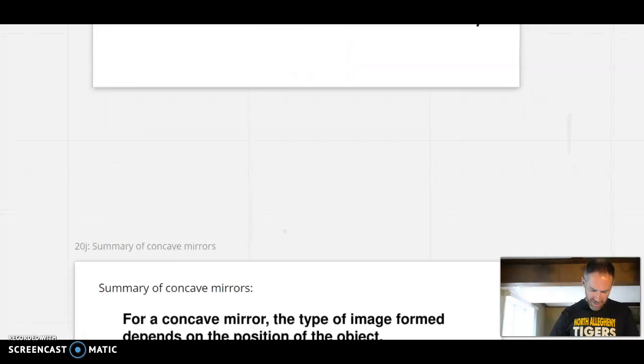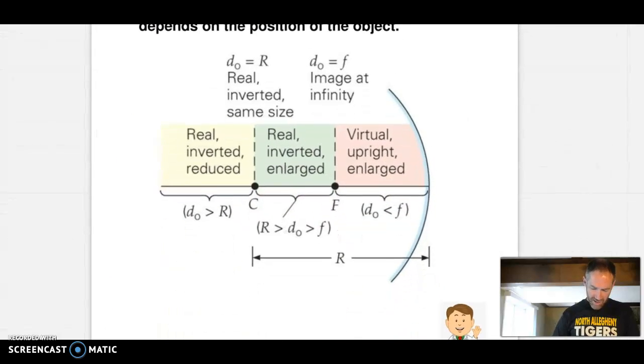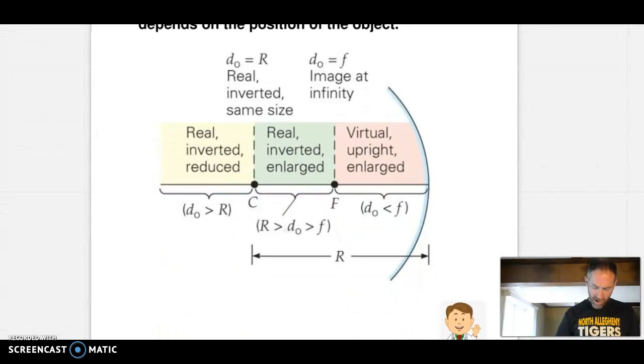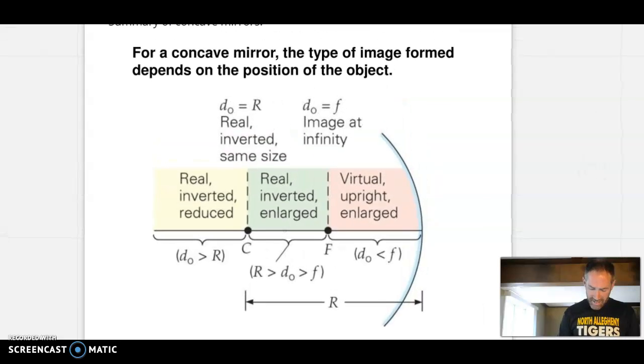So if I were going to summarize all of that for us, here is our concave mirror. And if you put the object in this zone from the focal point to the vertex, you're going to get this kind of image. You're going to get that virtual upright enlarged image. And that was like the first example that we did.